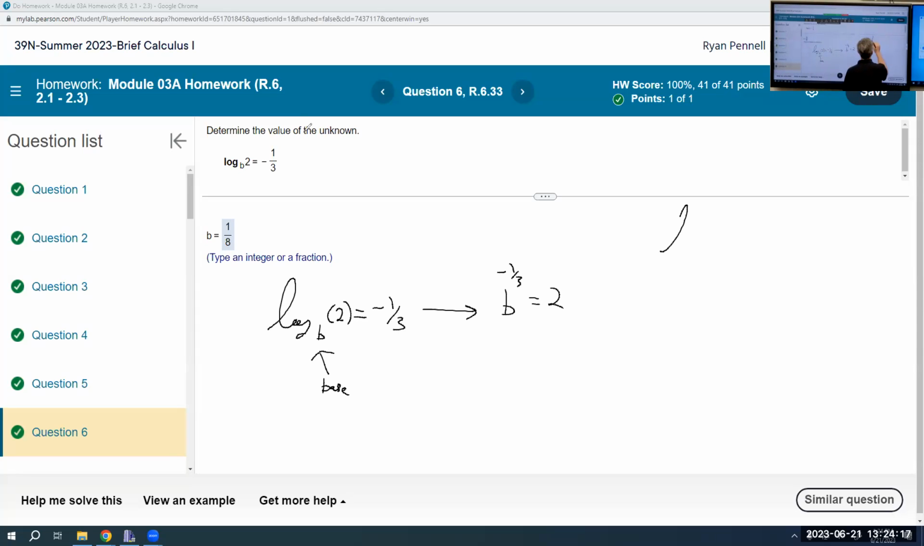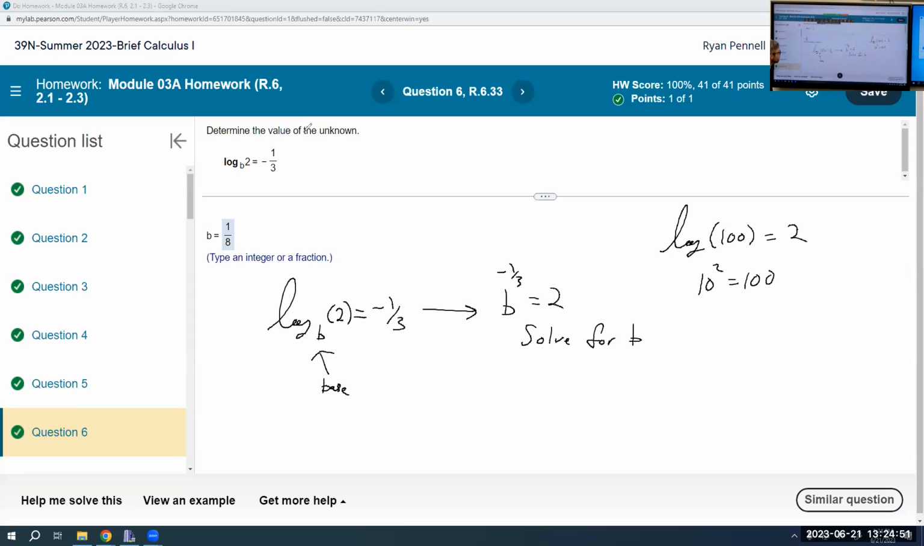Let's go to something we do know. Log of 100 equals 2 because, figure that out, that's common log. So 10 squared equals 100. This is base b to the negative 1/3 equals 2. How can we solve for b?